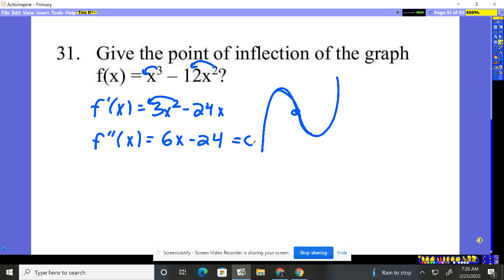And all we do is set it equal to 0. Move your 24 over, you get 6x. When you add it, it goes over as a positive. Divide by 6, what do we have? It happens when x is 4.